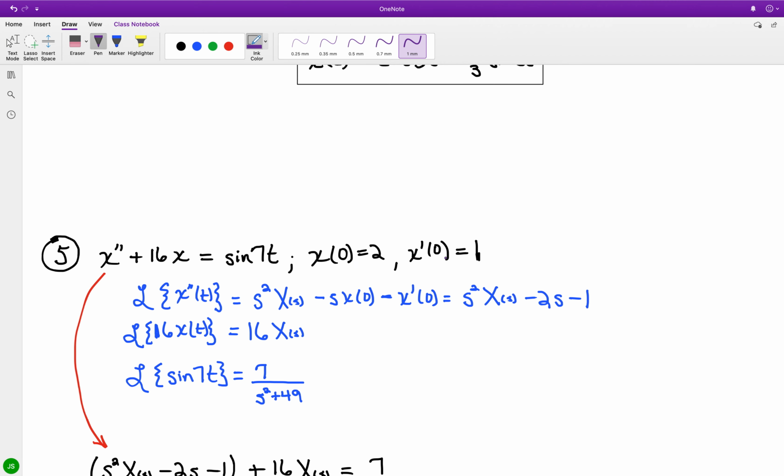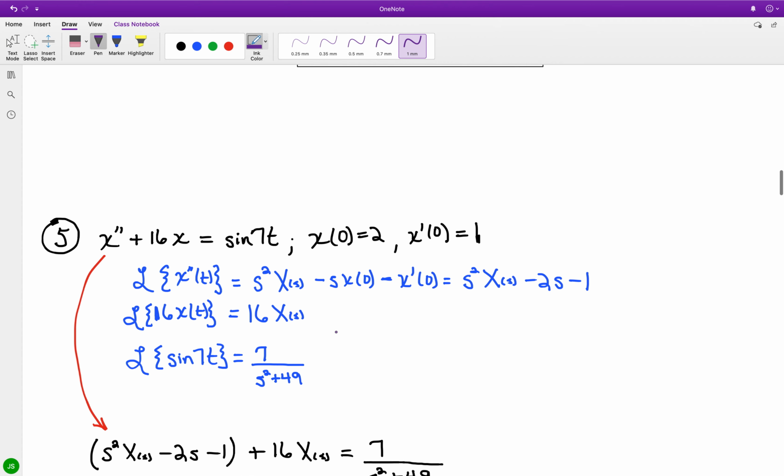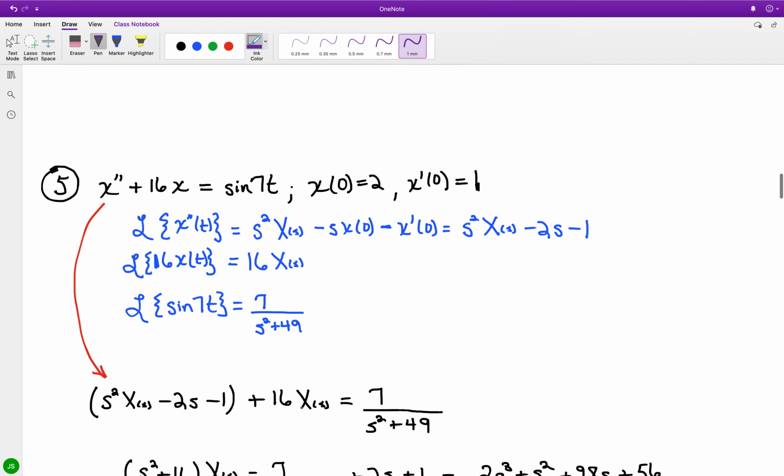for x double prime and the initial conditions laid out, we have s squared times the Laplace transform x of s minus 2s minus 1. For the Laplace transform of 16 times x of t, we have 16 times the Laplace transform x of s. And for the Laplace transform of the sine of 7t, we have 7 over s squared plus 49. And putting these terms in their respective places, we have this equation in the setup.